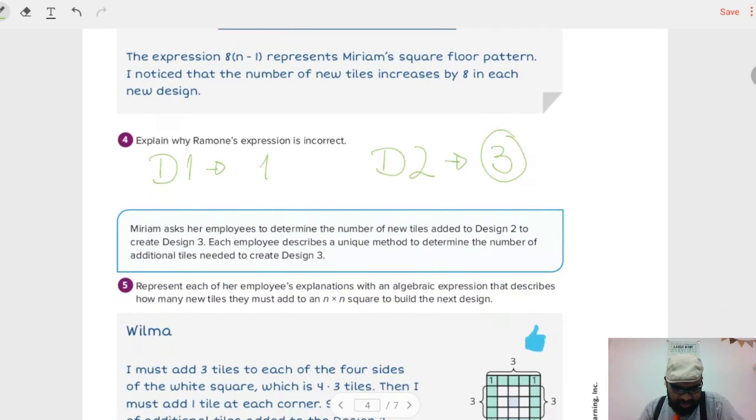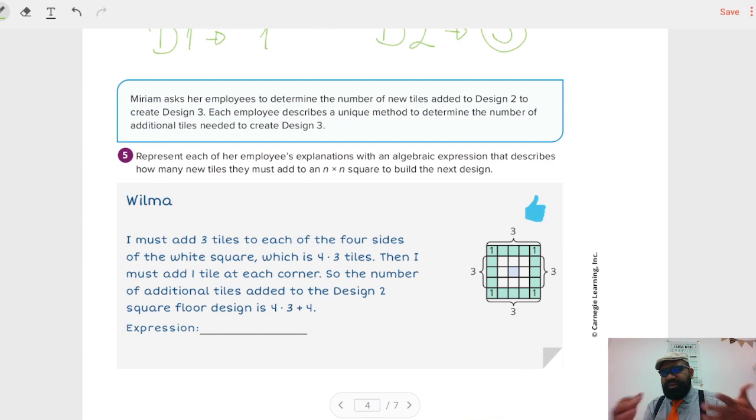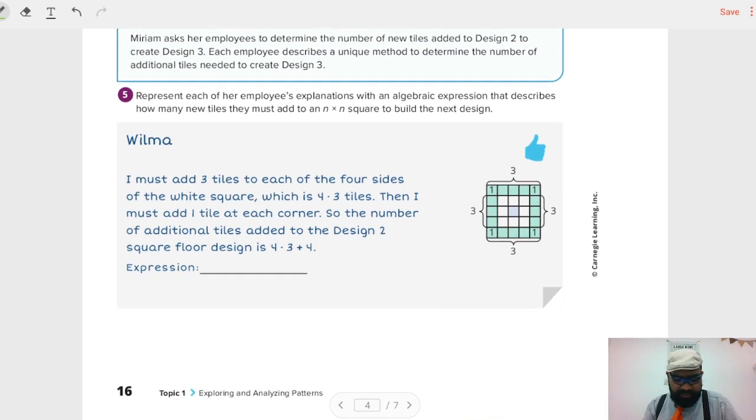And here, guys, Miriam asked some employees to design a new pattern. The first one was Vilma. Vilma figured out that I must add 3 tiles to each of the 4 sides. Okay, 3 tiles: 1, 2, 3, 1, 2, 3, 1, 2, 3, 1, 2, 3. That's why it's 3 new tiles on each side and 1 tile on the corner is the first thing we did.